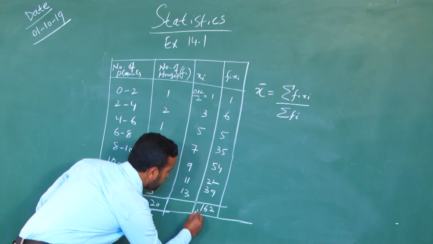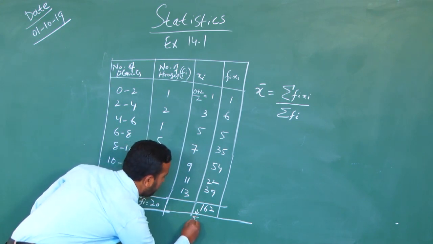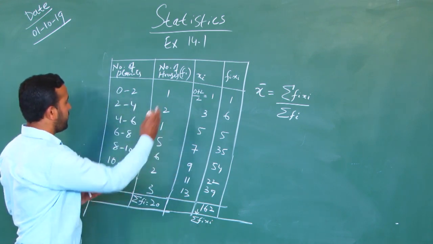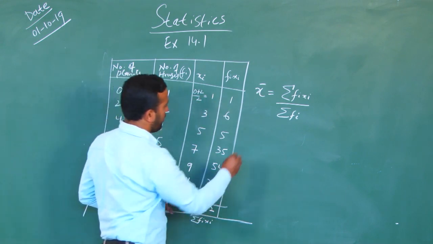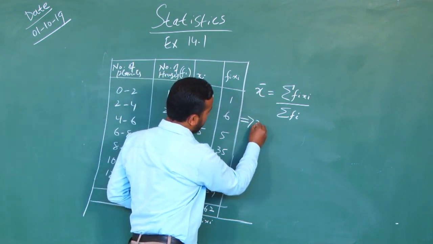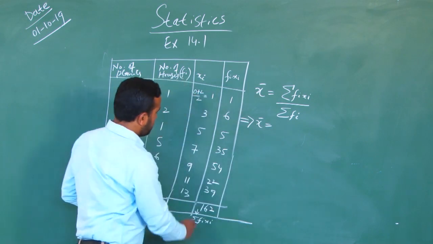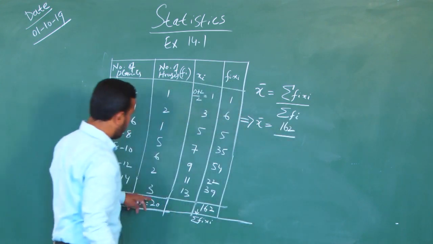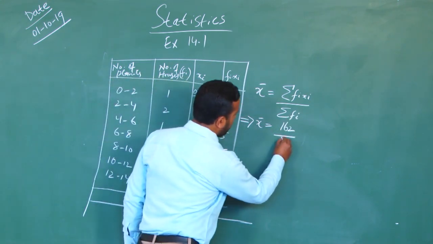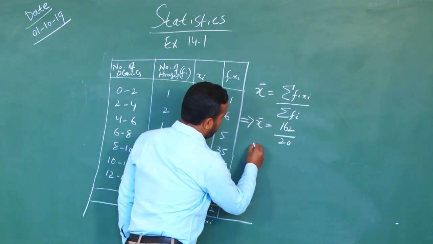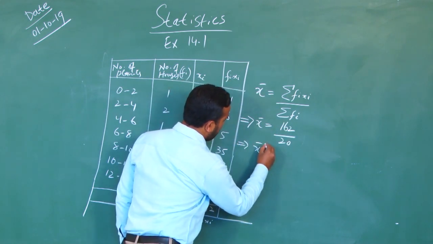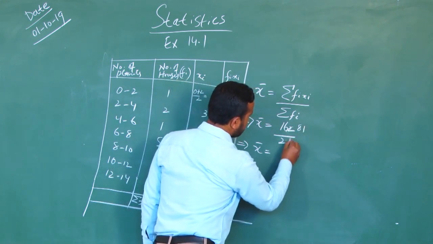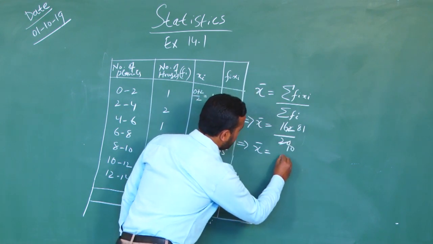So this value is simply the addition of fi into xi. So we simply use these values in the formula, which implies x bar will be equal to summation of fi xi, that is 162, divided by summation of fi, which we can see from the table, that is 20. Then you can cancel it out, and in short it will be 8.1.